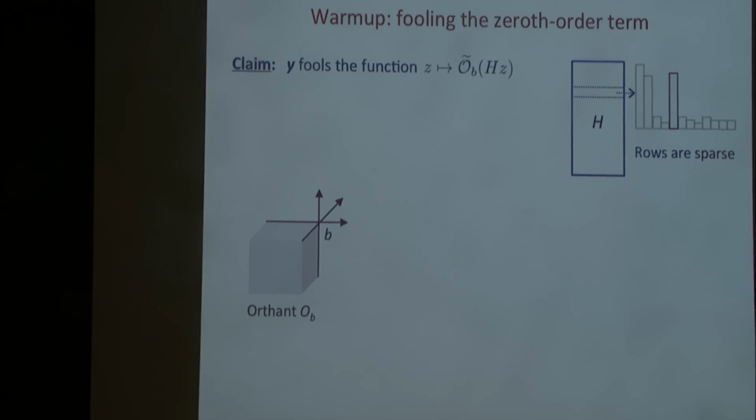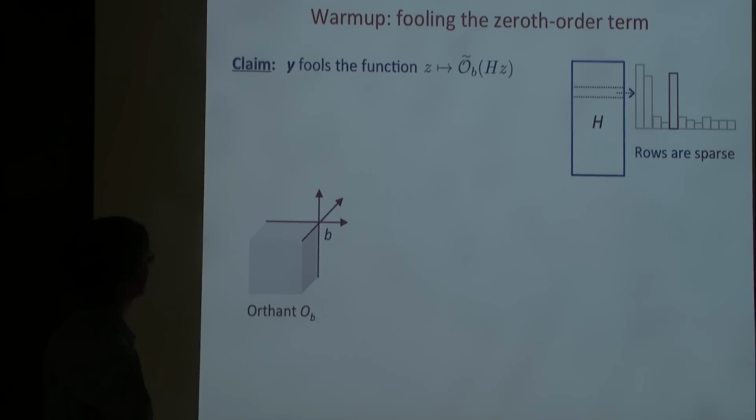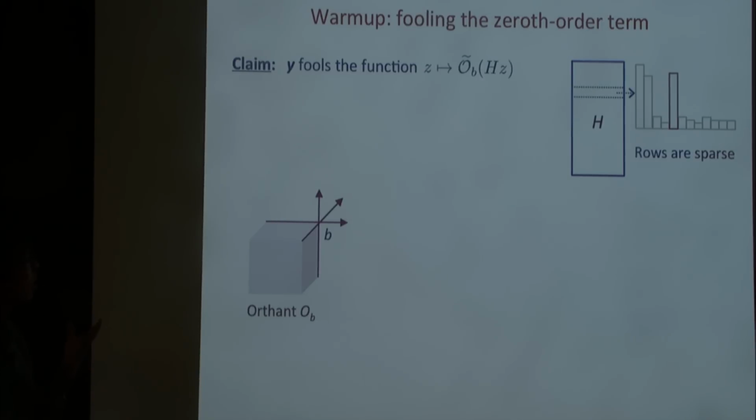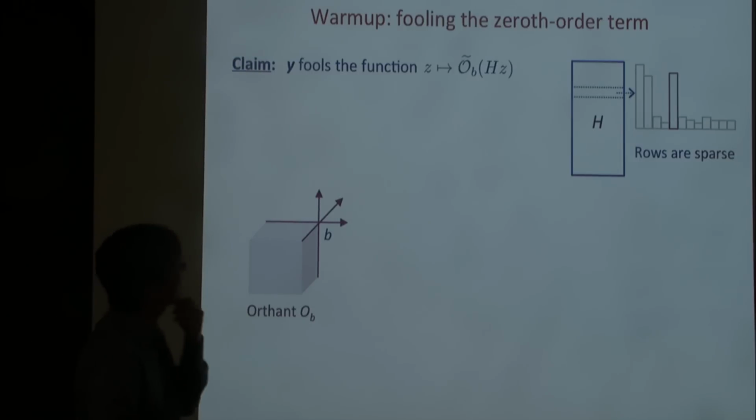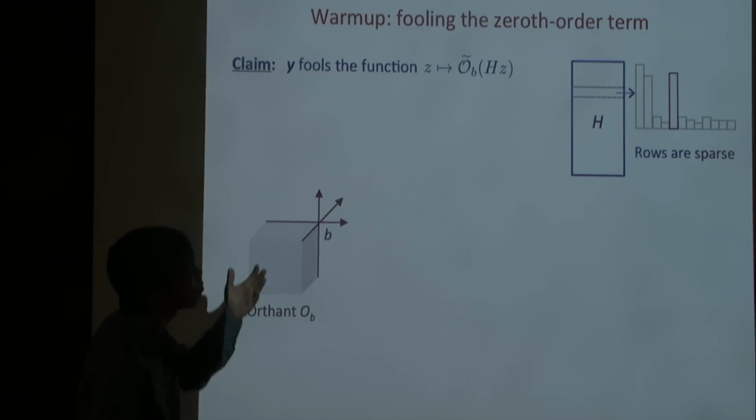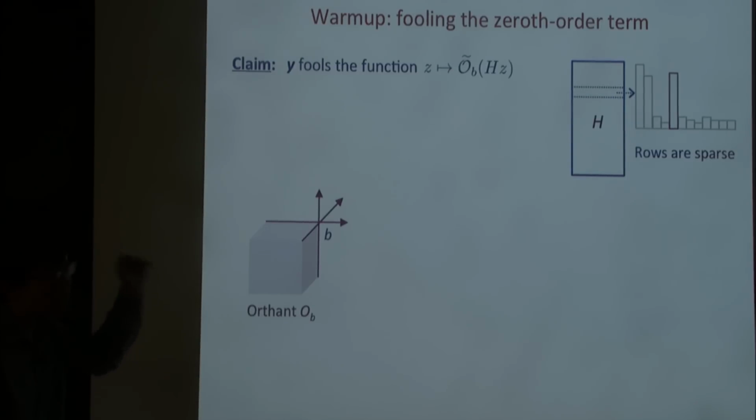Yeah. Okay, great. So I'm trying to say that Z maps to O tilde of HZ, where every row of H is sparse. Again, think of O tilde as O. When do you fall in an orthant? Well, when your first coordinate is less than something, and your second coordinate is less than something, and your third coordinate is less than something. And every row is sparse. So it's sort of like the AND of M conditions. Each condition is like a sparse condition.